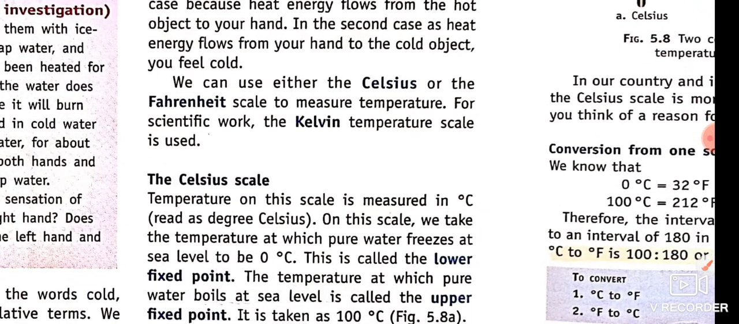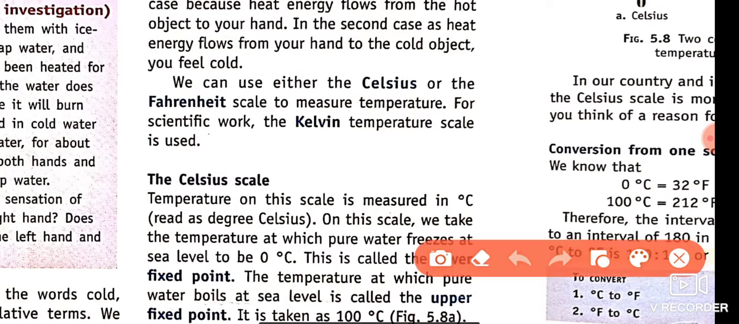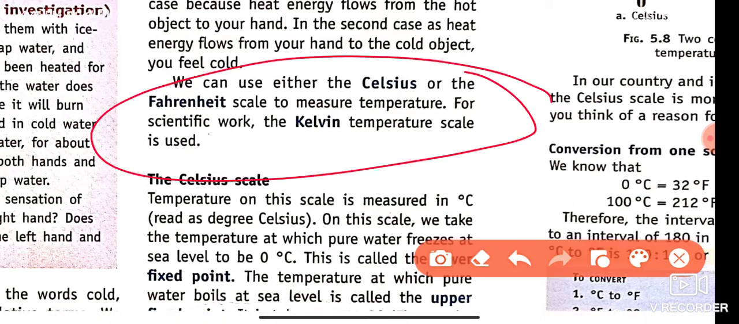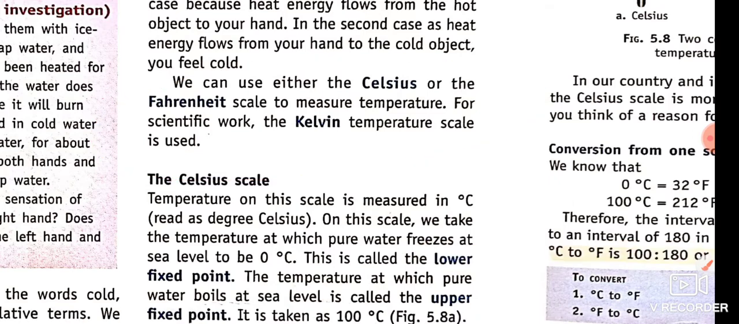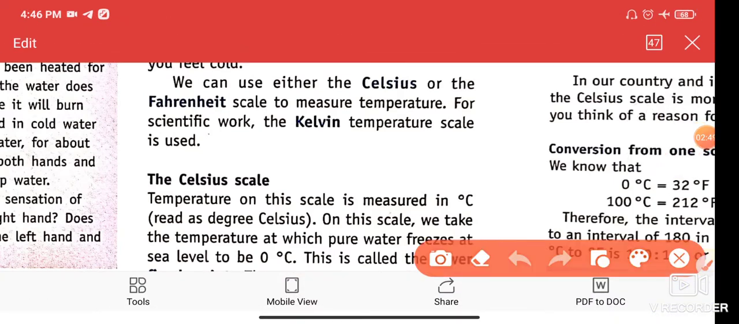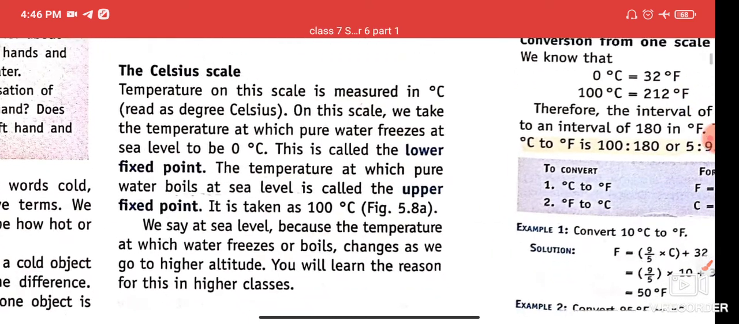We can use either the Celsius or Fahrenheit scale to measure temperature, and for scientific work we use the Kelvin scale. So there are three temperature scales in our syllabus. First is the Celsius scale, second is the Fahrenheit scale, third is the Kelvin scale. One by one we will learn about these three scales and discuss how to convert from one to another. Let's start. First is the Celsius scale.